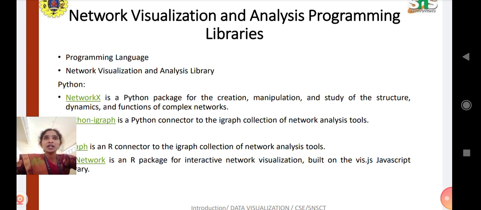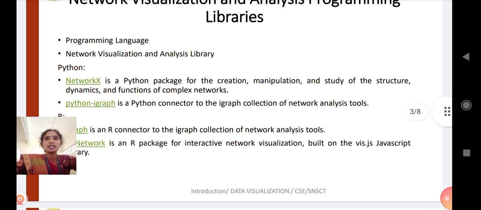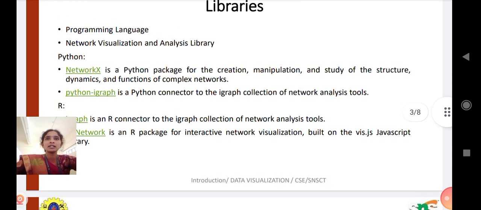The next one is transportation networks, which show routes, locations, and design. The next is supply chain, which visualizes the relationship between suppliers and manufacturers. And the next one is cyber security, which detects anomalies and potential threats in network traffic.